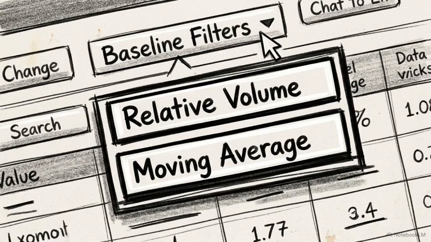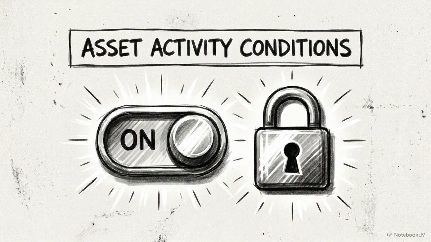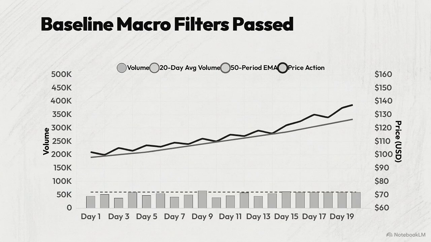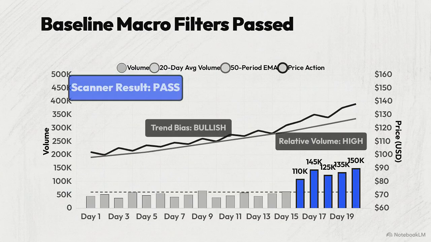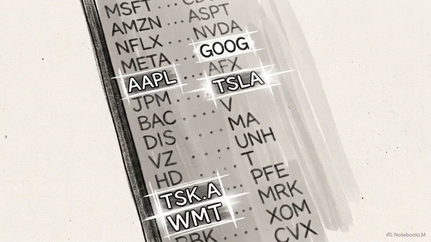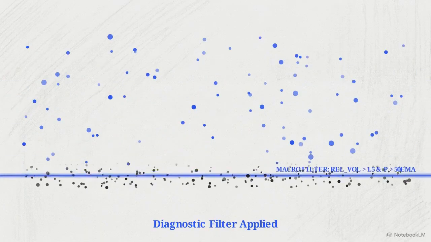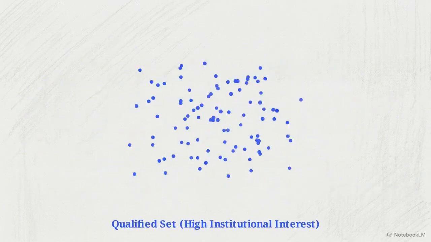Step 1 is establishing baseline macro filters inside your trading platform screener tool. You want to set specific conditions that prove an asset is active. For example, require the trading volume to exceed its 20-day average and ensure the price is tracking above a major moving average, like the 50-period EMA. This initial diagnostic test acts as a strict filter. It instantly cuts a universe of 5,000 potential symbols down to a few hundred by dropping low volatility, low interest assets.